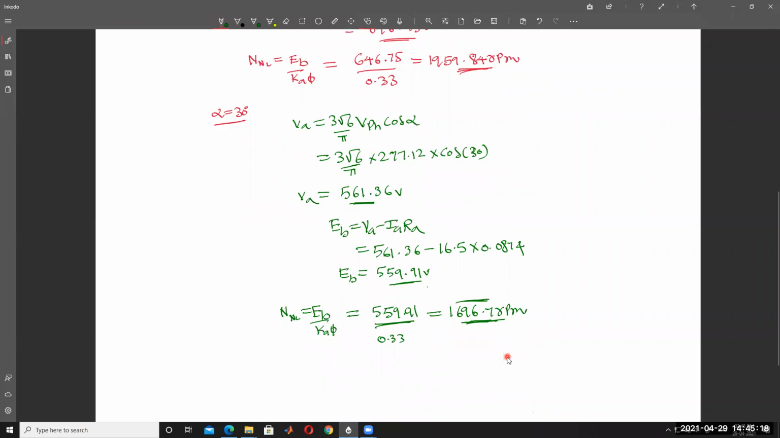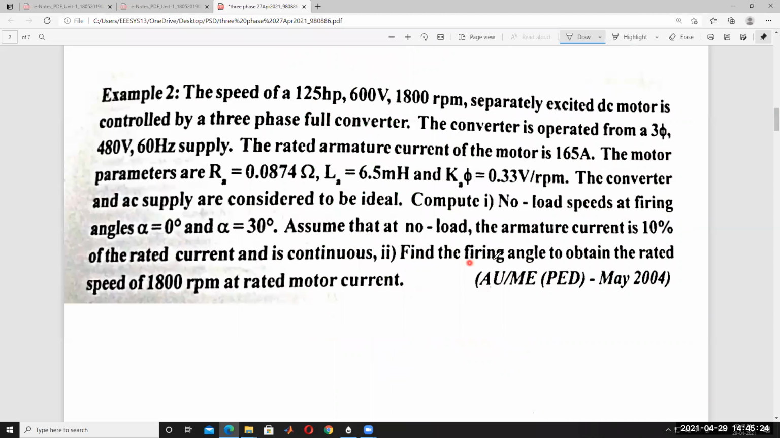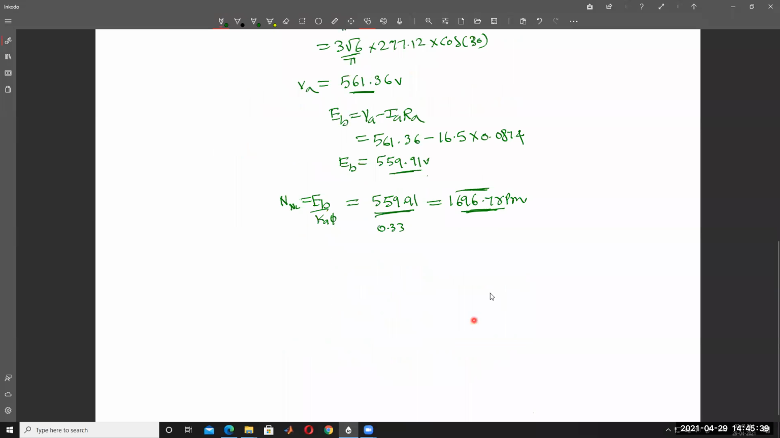And then, what is the second question? Full load condition. Find the firing angle to obtain the rated speed of 1800 RPM at rated motor current. The rated motor current and the speed of 1800 RPM are given, and we find the firing angle at rated speed. Second question.